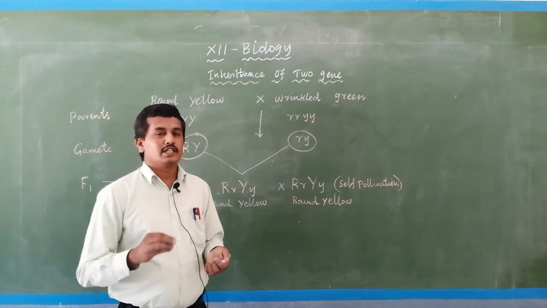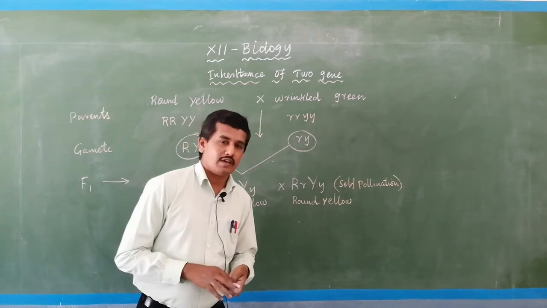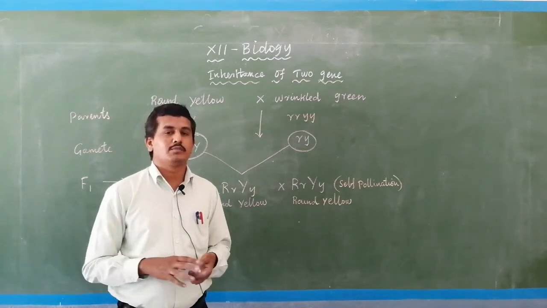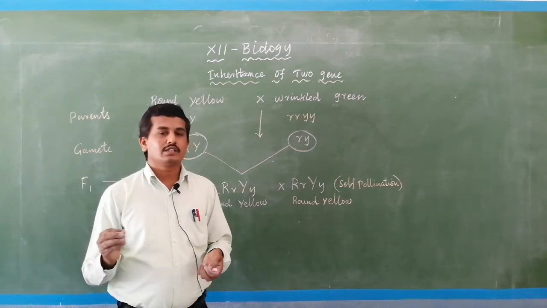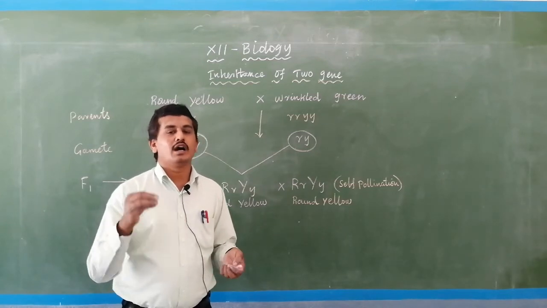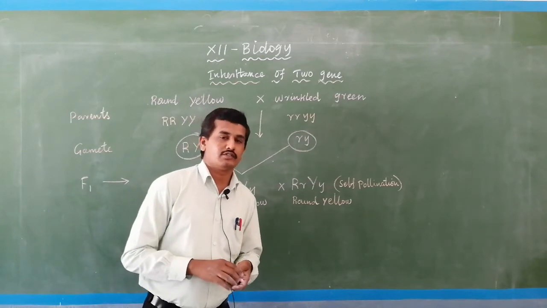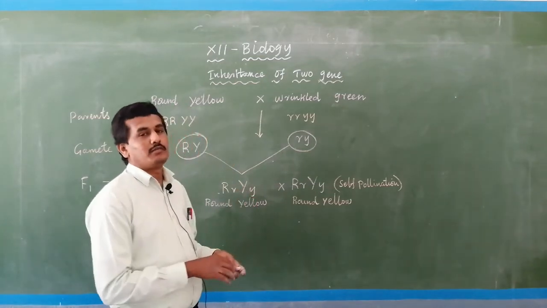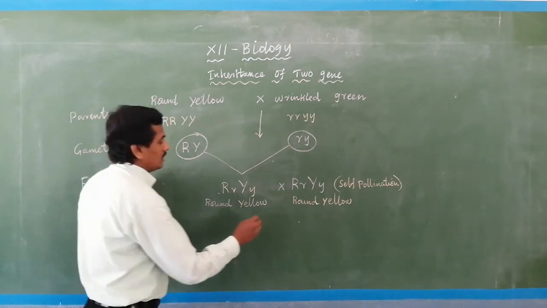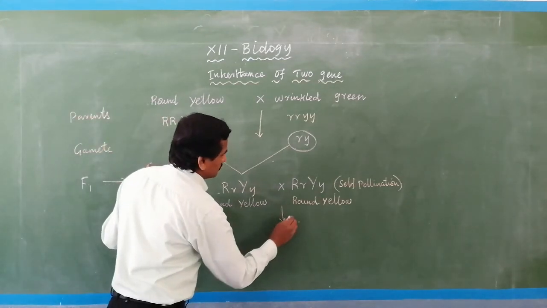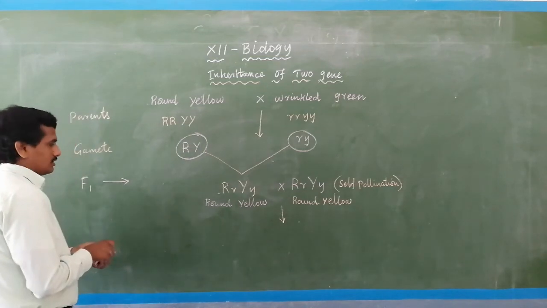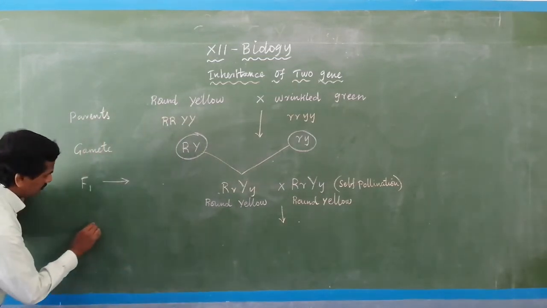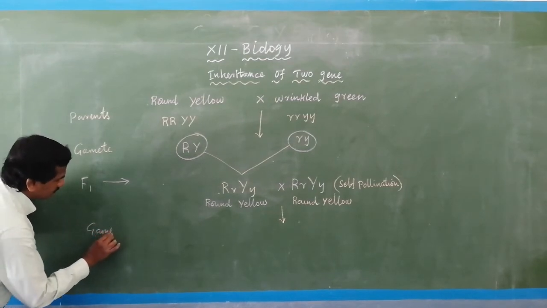In self pollination, the pollination takes place within the same flower: the stamen produces the anther, the anther produces the pollen grain, and the pollen grain is transferred from the anther to the stigma of the same flower. That process is self pollination. So within the flower we perform self pollination and produce the F2 generation.